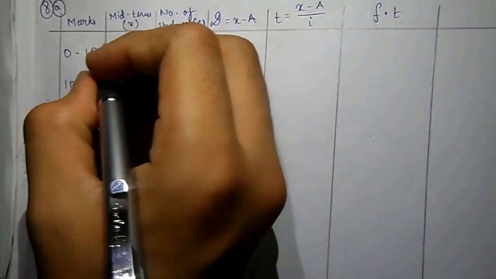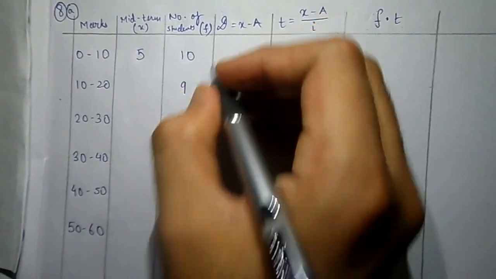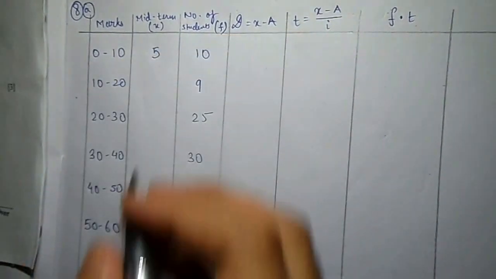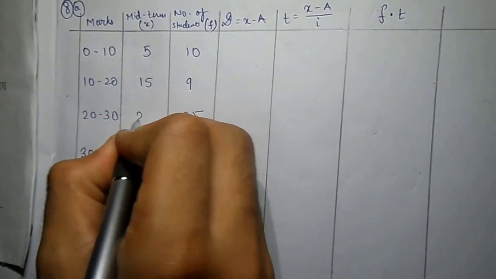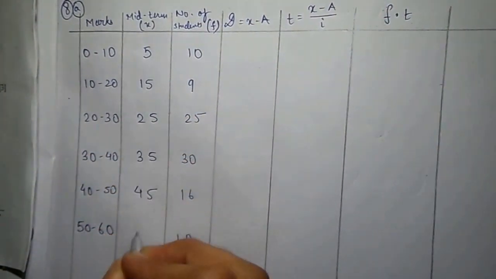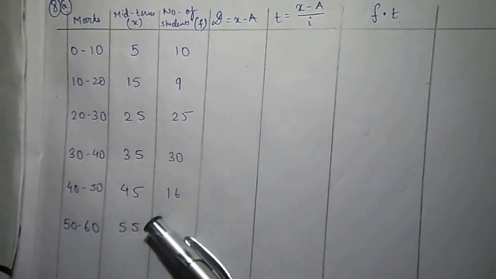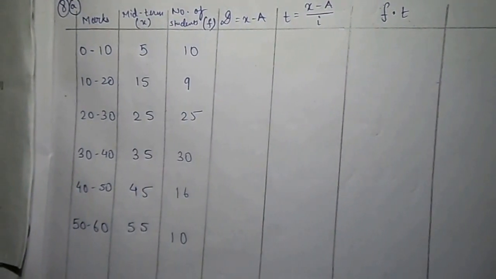So let's solve this. The middle term of 0 to 10 is 5. Number of students 10. d is equal to x minus a. We have to write the middle terms first: 15, 25, 35, 45 and 55. We have 1, 2, 3, 4, 5, 6. We have 6 middle terms.